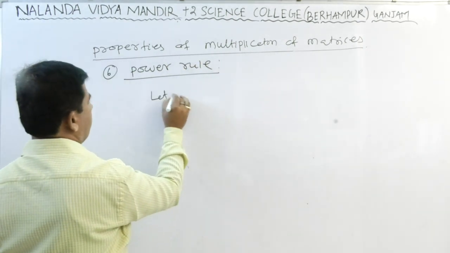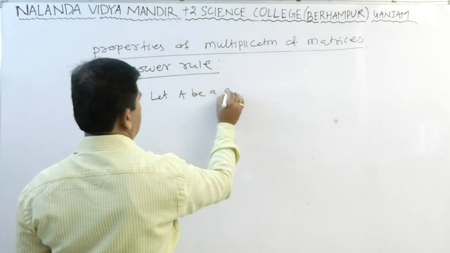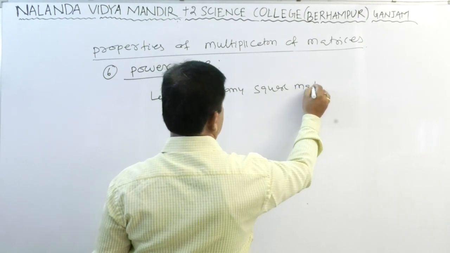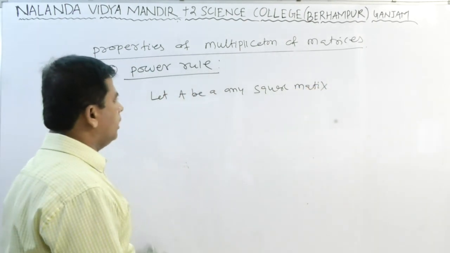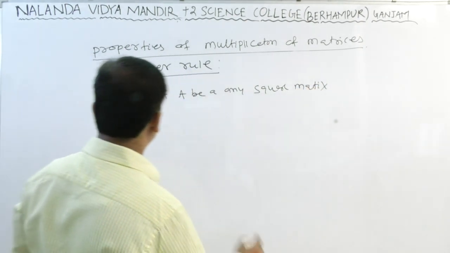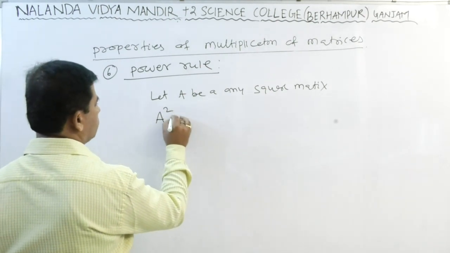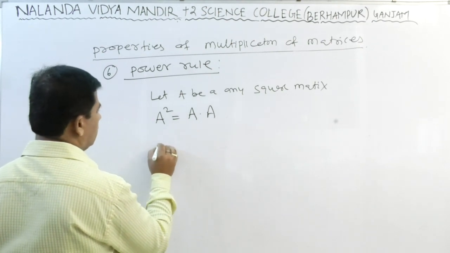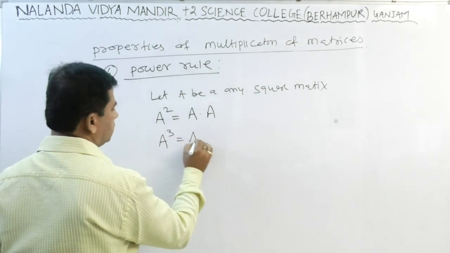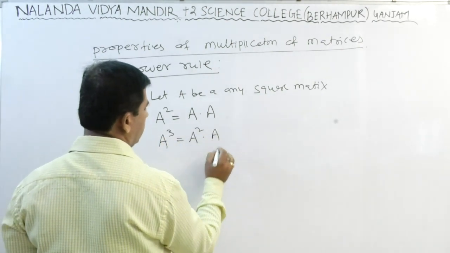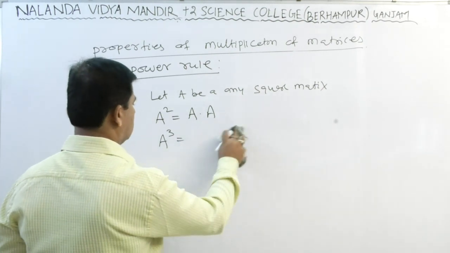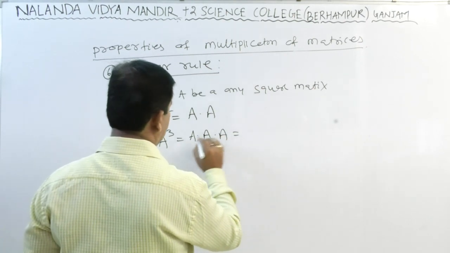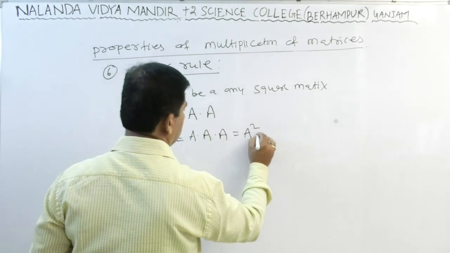Let A be any square matrix. Then we can define A square as A into A. Similarly, A cube is also defined as A square into A, that is A into A into A.